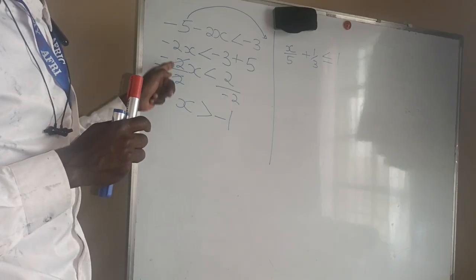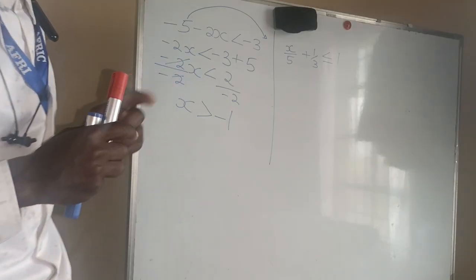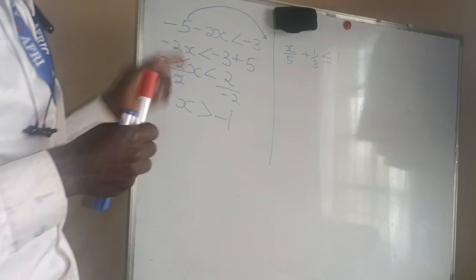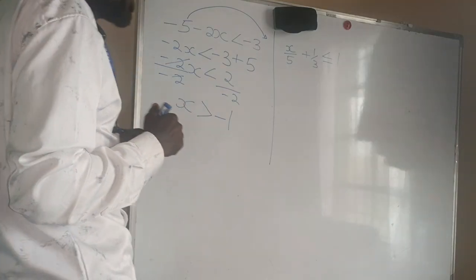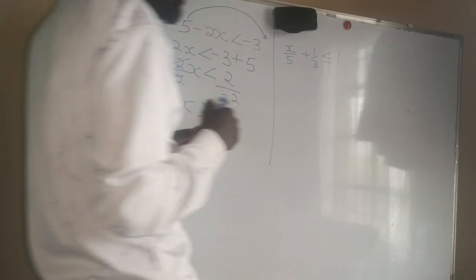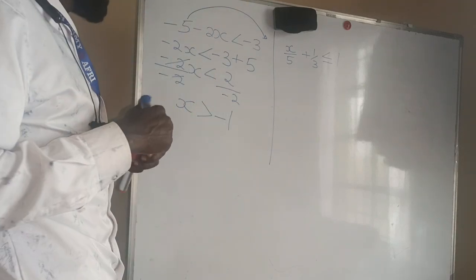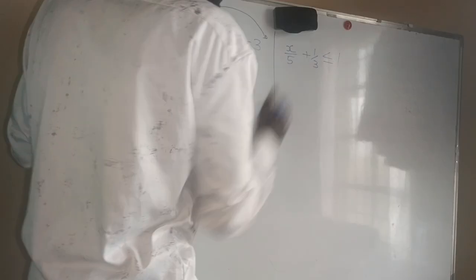Whenever a negative coefficient is divided all through in the equation you are solving, please change the direction of that inequality. Change the sign. Change the inequality. If it was less than, let it become greater than. Now, let's get to this.